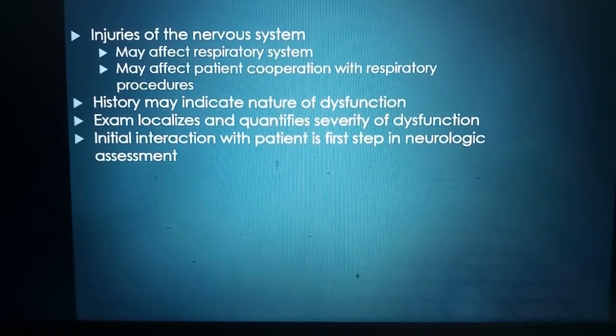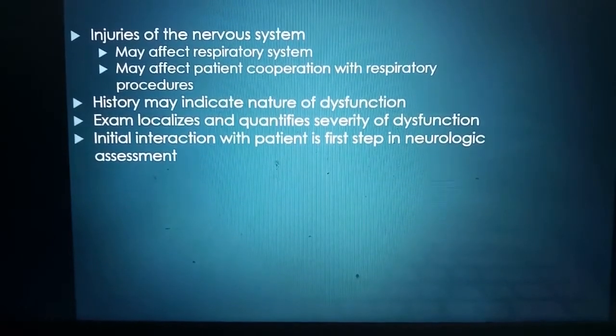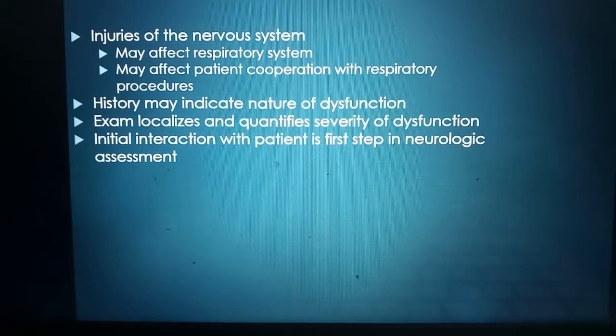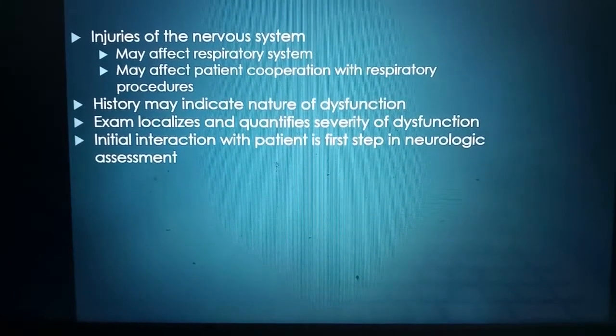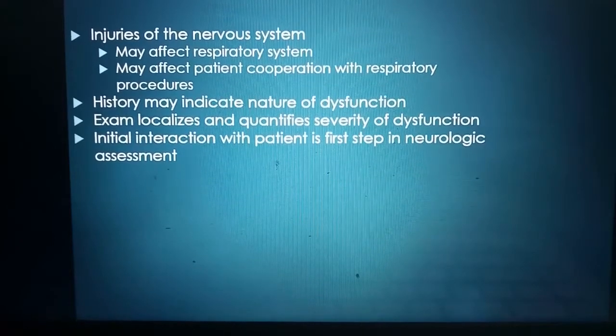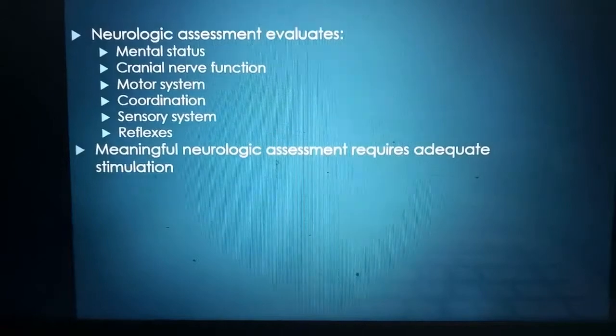For any doctor, physician or physician assistant, the first step is to interact with the patient if they are able to communicate with you. That is the first step in examining a patient, the initial interaction.